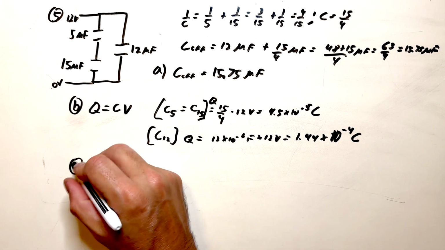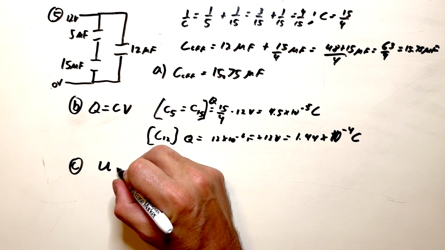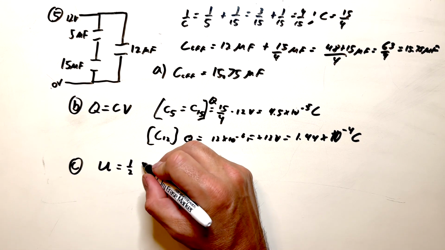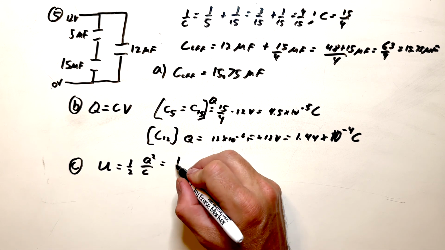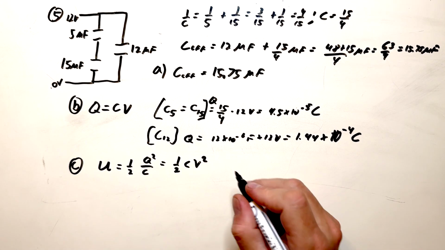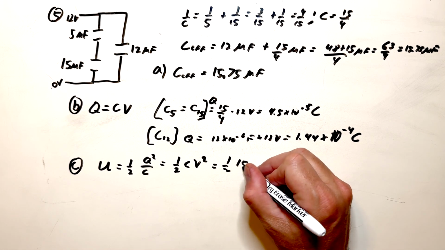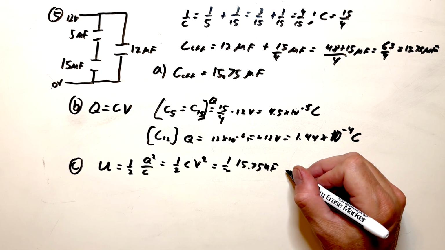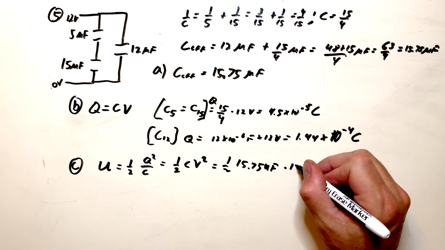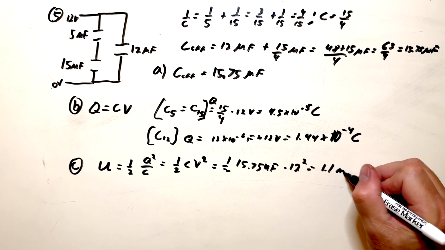Good. And then part C asked, what is the total stored energy in the capacitors? Well, the potential energy is equal to 1/2 Q squared over C, which is also equal to 1/2 CV squared, which is going to be equal to 1/2. We'll use the effective capacitance of 15.75 microfarads times the 12 volts squared, and that is equal to 1.1 millijoules.